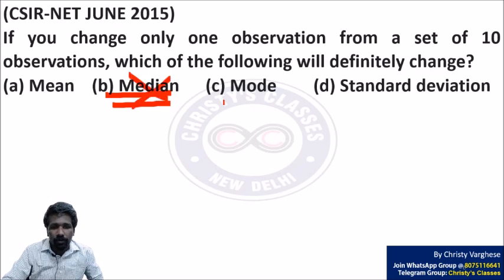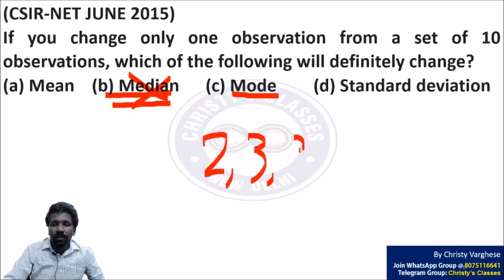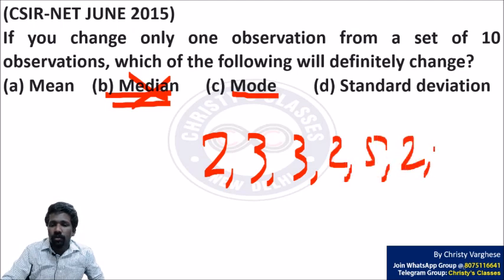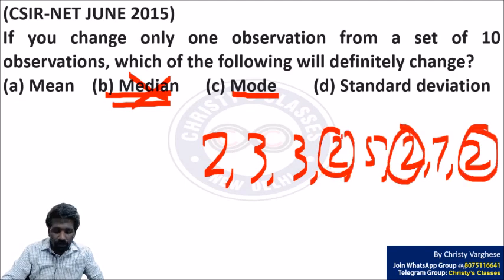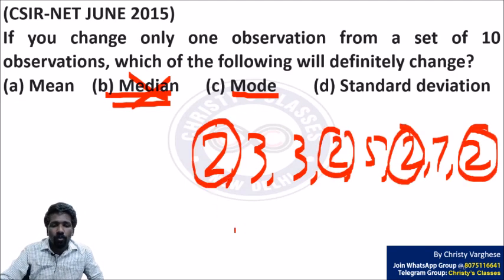Median will change. No. Mode will change or not? Mode is the maximum occurring observation. For example, if I am taking an example like 2, 3, 3, 2, 5, 2, 7, 2. Here the mode is 2, occurring 4 times. So clearly the mode is only 2.